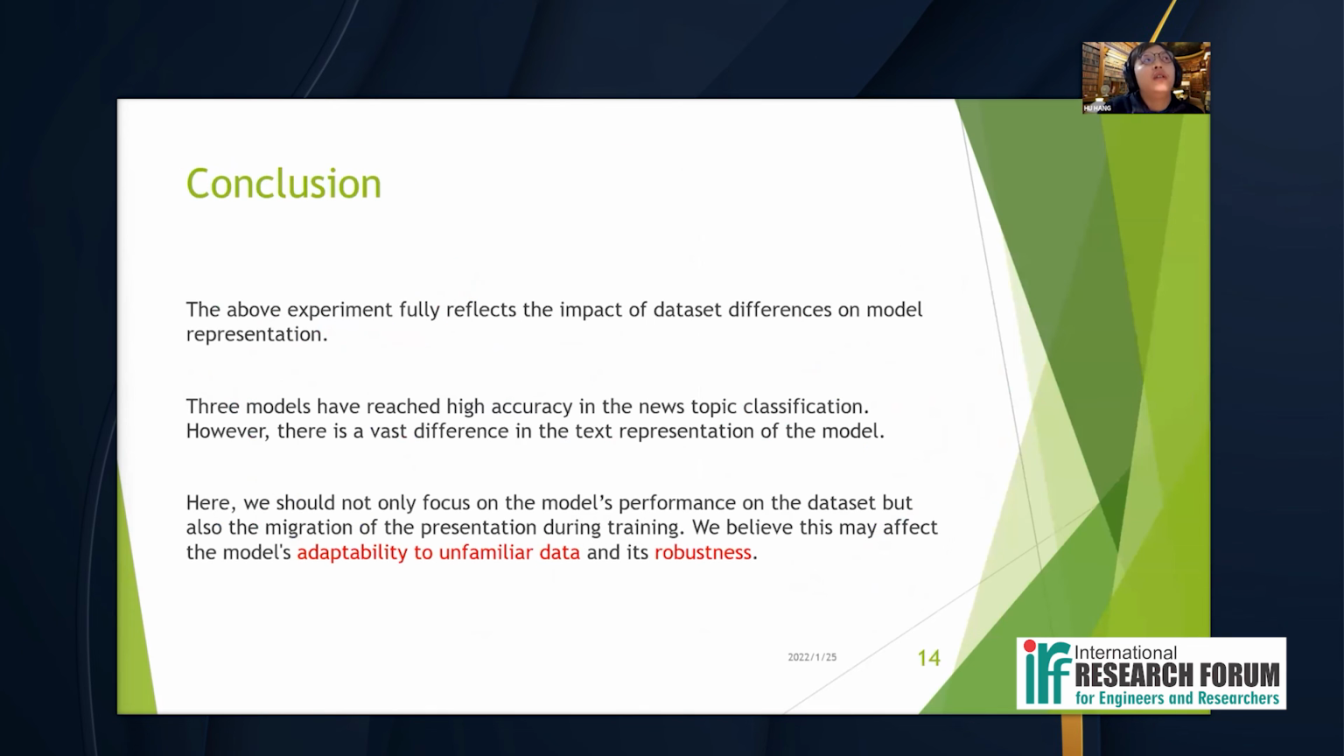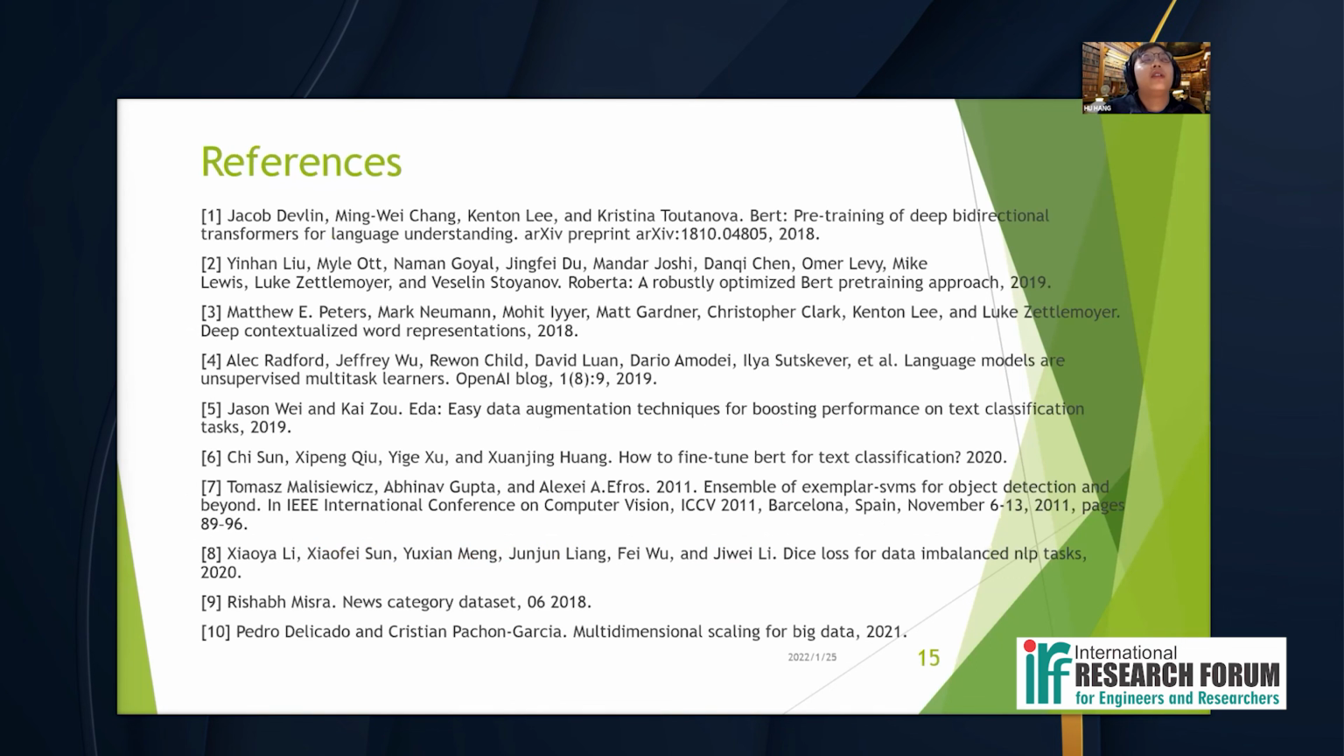And here for the conclusion, the above experiments fully reflect the impact of the dataset difference on the model presentation. The three models have reached high accuracy in the news topic classification. However, there's a vast difference in the text presentation of the models. We should not only focus on the model's performance on the dataset, but also the migration of the presentation during the training. So we believe this may affect the model's adaptability to unfamiliar data and its robustness. And that's all for my presentation. Thank you for your attention.